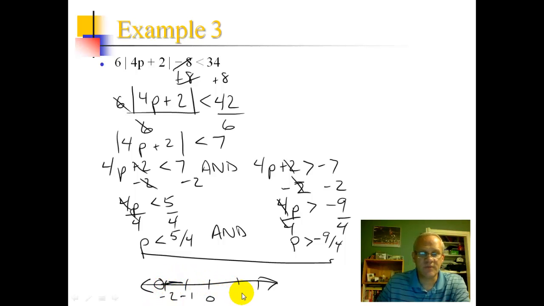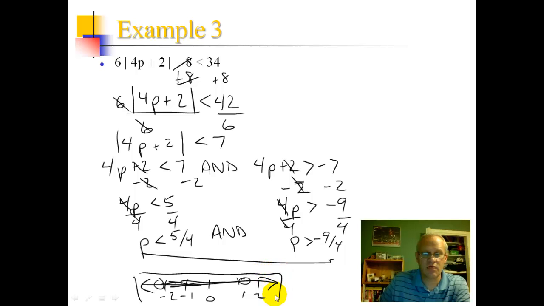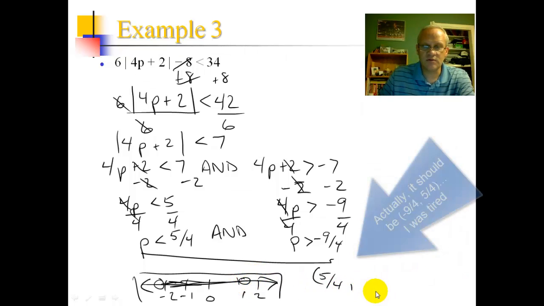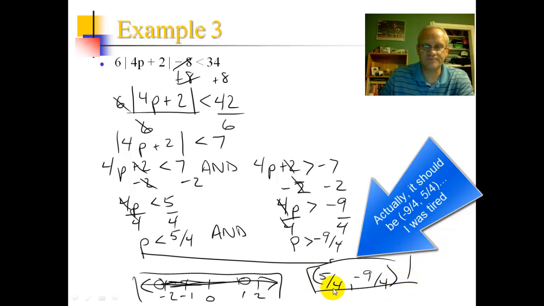Just past negative 2. And then there's 1 and 2. And 5/4, 4 goes into 5 one time with 1 left over, so it's 1 1/4. So it's going to go a little past 1. It's also an open circle, and it's less than, and so we're just going to fill in everything in between there. So that's what our graph would look like. And again, in interval notation, on the left side it's negative 9/4, and it gets a parenthesis because it's not equal to. On the right side, it's 5/4, and it also gets a parenthesis because it is not equal to.